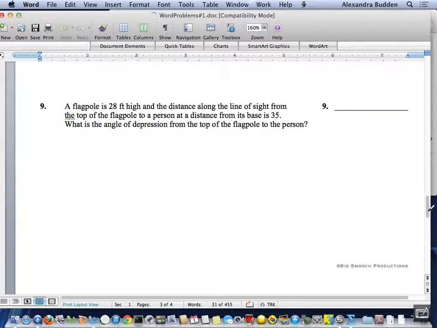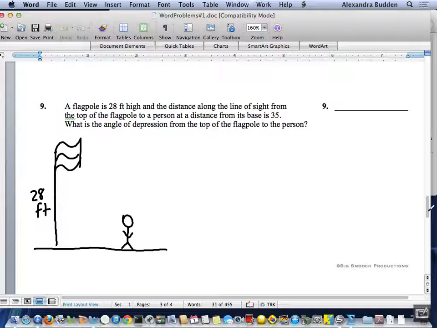Okay, a flagpole is 28 feet high, so I'm going to start by drawing that. Here's my flagpole, it's 28 feet high. And the distance along the line of sight from the top of the flagpole to a person at a distance from its base is 35. So that's pretty wordy. But what I got out of this is that there's a person standing somewhere away from this flagpole. Put them both on the ground. The distance along the line of sight from the top of the flagpole to the person. So here's the line of sight. So that distance is 35.